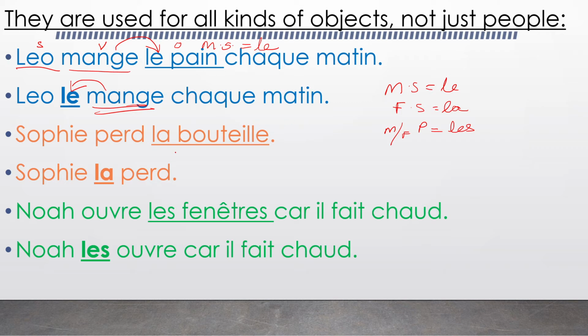Okay, next one. Sophie perd la bouteille. Perd is to lose. So Sophie loses the bottle. If you want to say Sophie loses it, how will you say that?